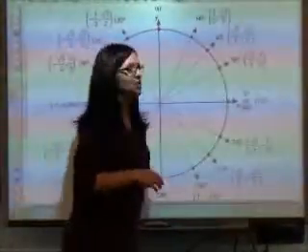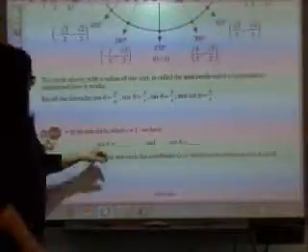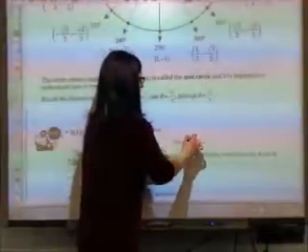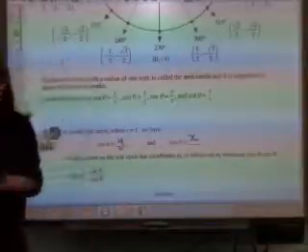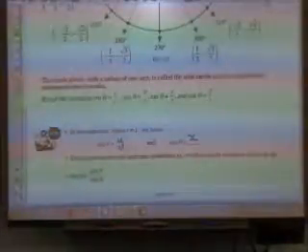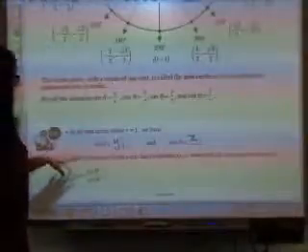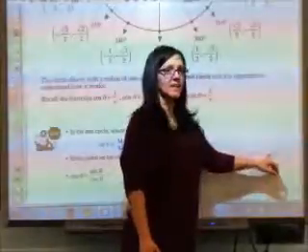The one thing that I do want you to know from the unit circle, however, is that the x values are my coses and my y values are my sines. So that every point on the unit circle can be written, instead of writing it as xy, as cos theta, sine theta.